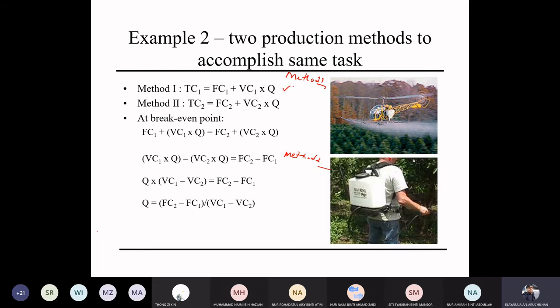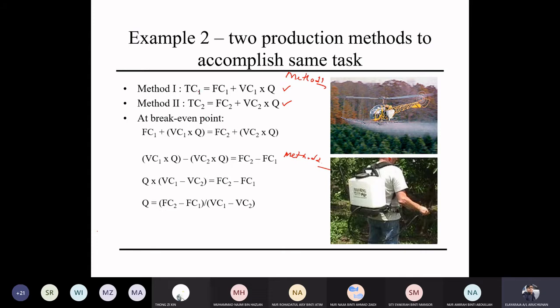Likewise in method two, the 2 represents method 2. So the total cost 2 equals fixed cost 2 plus variable cost 2 times Q, the number of trees that can be sprayed, using the herbicides.